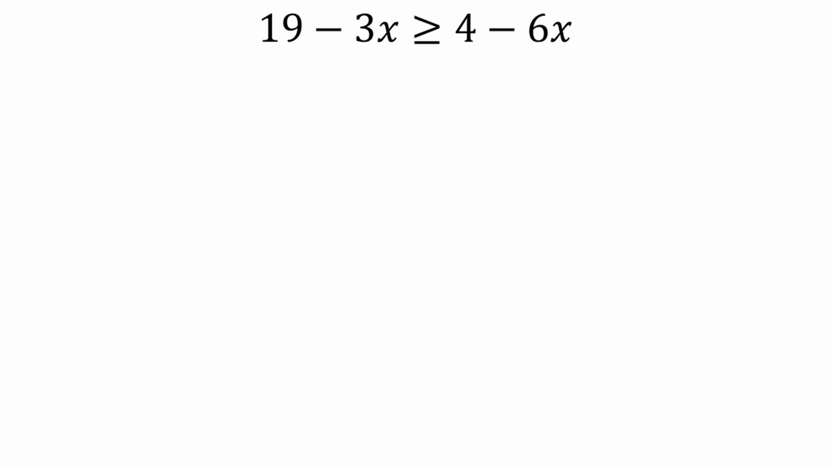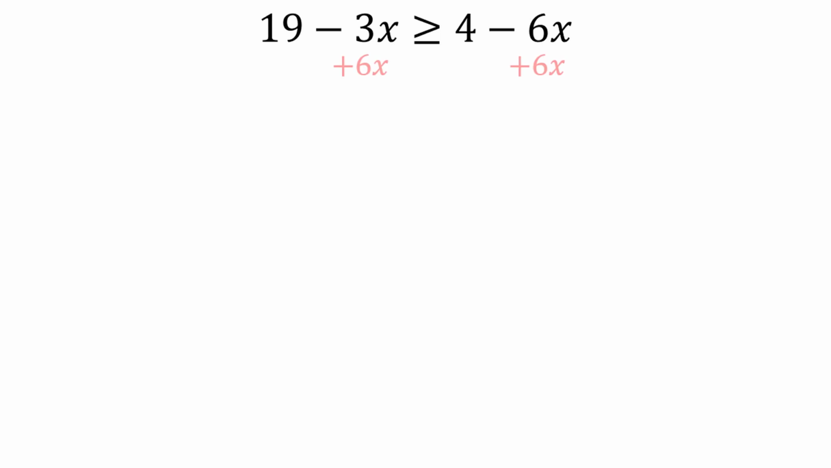Consider the linear inequality 19 minus 3x is greater than or equal to 4 minus 6x. The method of solving an inequality is the same as if we had an equation with an equal sign in the middle. We need to get the variable by itself on one side and all of the constants on the other side. For inequalities, I generally like to get the variable to the left side of the inequality.